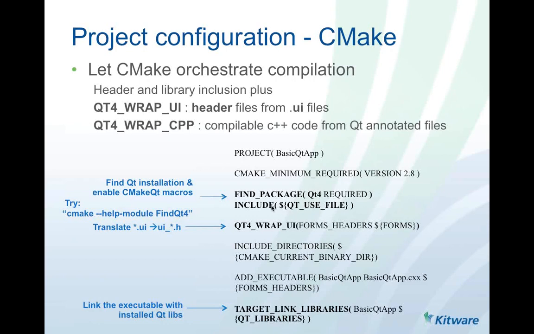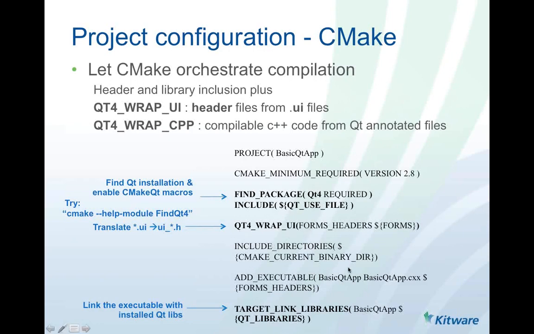After that, you'll call the include Qt use file to make that all available. And when you do the find package and include, one of the things that gives for you is a set of CMake macros that are very useful when working with Qt development, such as the Qt4 wrap UI macro, which we'll talk about in a little bit. You can find out all about what these macros are if you type cmake --help-module FindQt, and it will list what this Qt4 wrap UI does and what the other macros are, and so forth.